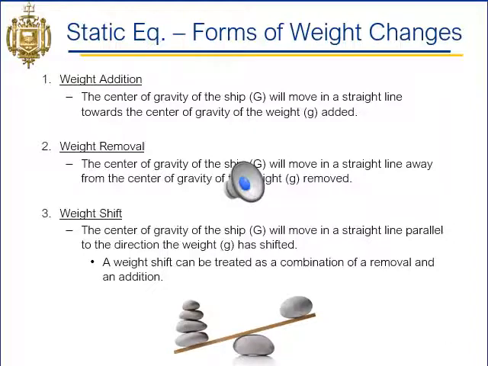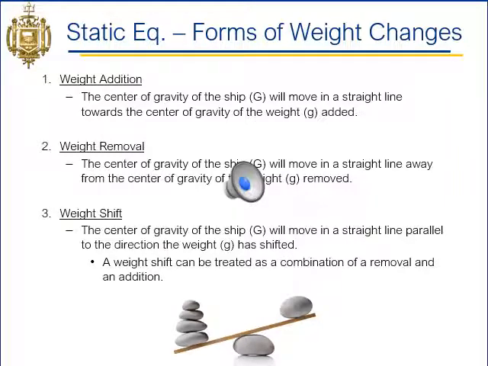You might be able to guess, adding a weight to a ship will cause the center of gravity of the overall ship to shift in a straight line towards where the weight was added. So if you add a weight at the top of a ship, the center of gravity will shift up towards that weight. If you add a weight at the bottom, it will shift down. Conversely, for a weight removal, the center of gravity will shift in a straight line away from where the weight was removed. And for a weight shift, so if you move a weight from one spot on a ship to another spot on a ship, the center of gravity of the ship is going to move in a straight line parallel to the direction the weight has shifted.